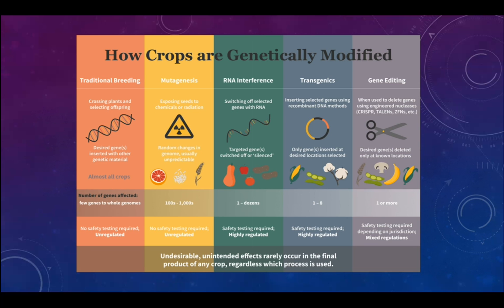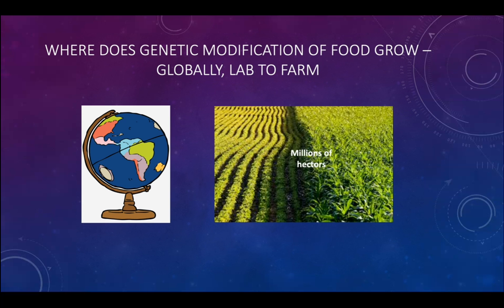Traditional breeding, mutagenesis, RNA interference, transgenetics, and gene editing are all used for modification of crops. These processes can impact as little as one or more genes to whole genomes, and the processes vary in safety regulation. However, as seen in the slide, despite the method used for modification, there are rarely unintended effects. For GM crops reached 185.1 million hectares.